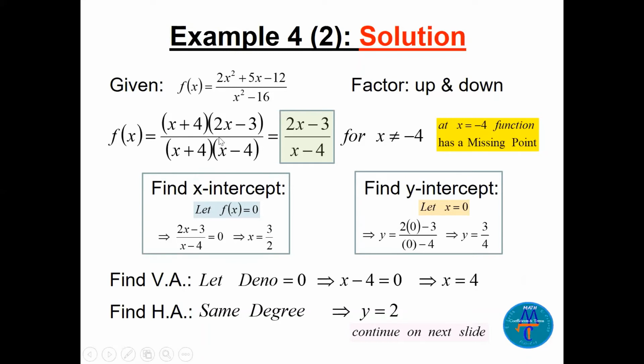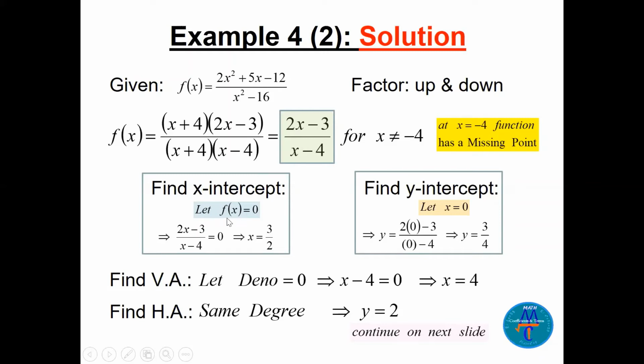Now remember, we have a new function here, 2x minus 3 over x minus 4, but we have to write a condition that x cannot be minus 4. So this will always be there. It has a missing point. The graph has a missing point at minus 4.